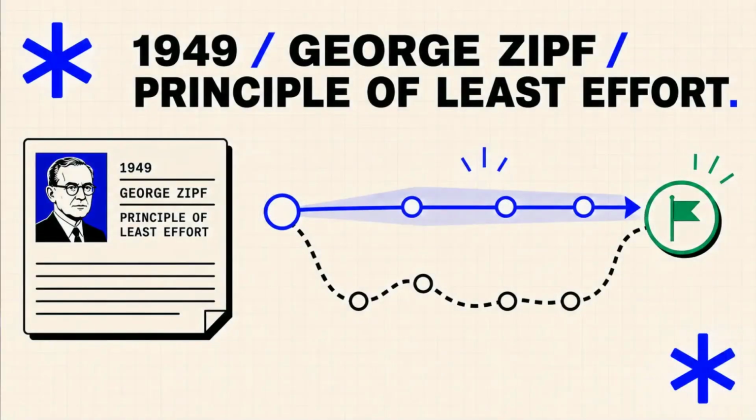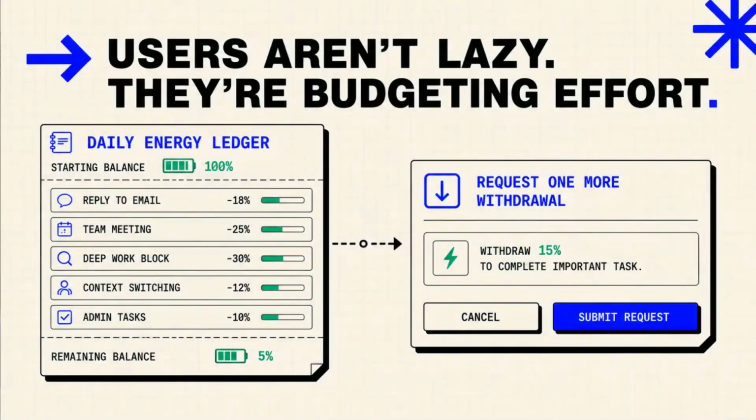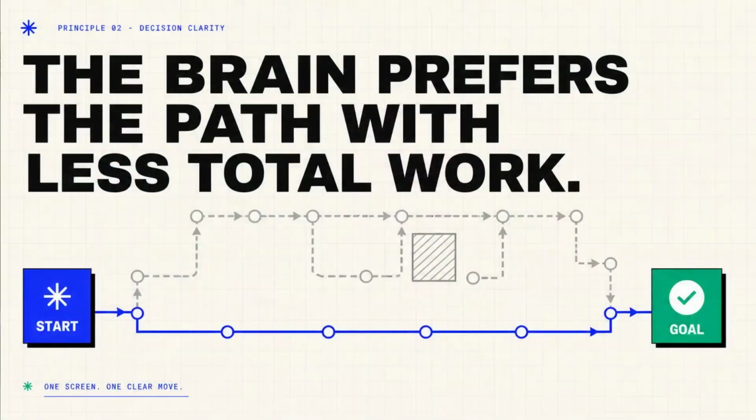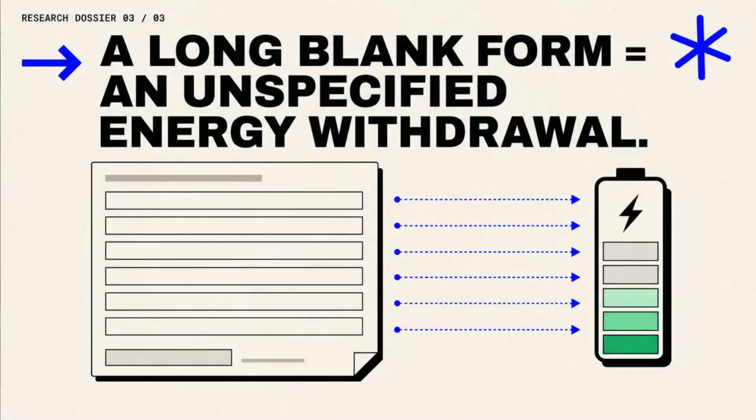Published in 1949 by a linguist named George Zipf, this study is quoted badly as people are lazy. But what it really says is that humans, animals, and systems naturally choose a path that requires minimum expenditure of energy or work to accomplish a task. So your users aren't lazy. They're just budgeting their effort all day on all things. And your empty form just showed up asking for an unspecified withdrawal of their energy.